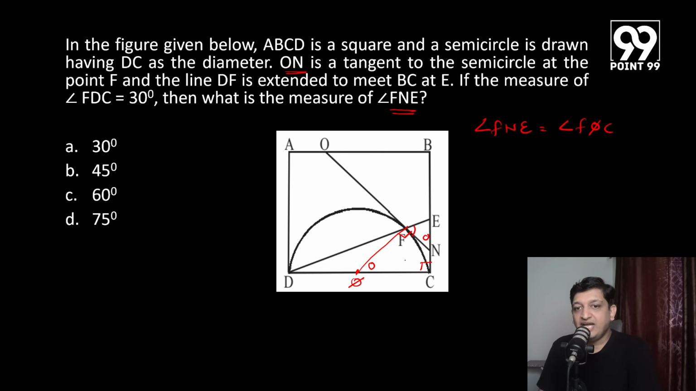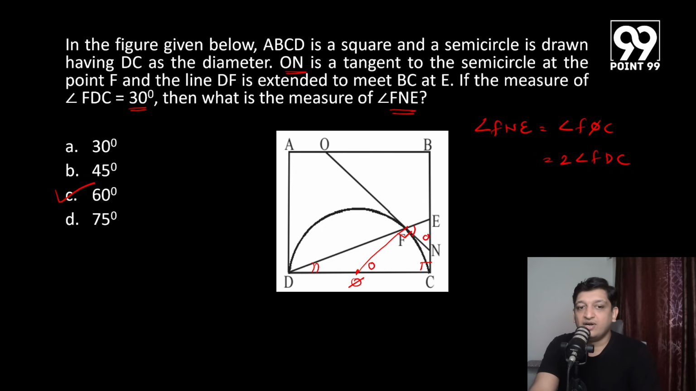But I also know that angle FOC is a central angle, and this is basically twice of this angle. So FOC is equal to twice angle FDC. But we know that angle FDC is 30. So FNE becomes 30 into 2, that is 60. So the correct answer here is option C, that is 60 for this particular question.